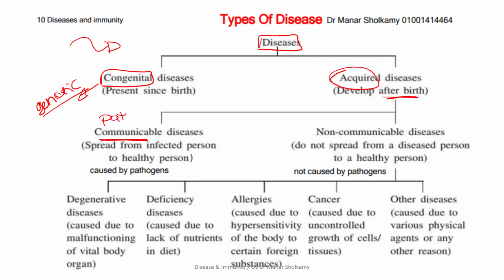These are caused by pathogens, and some are not. Non-communicable diseases means they do not spread. Like what, for example? Like cancer. You can memorize only 3 examples, it will be enough.